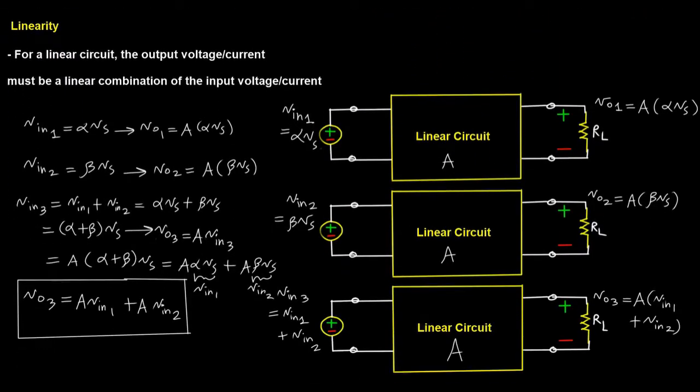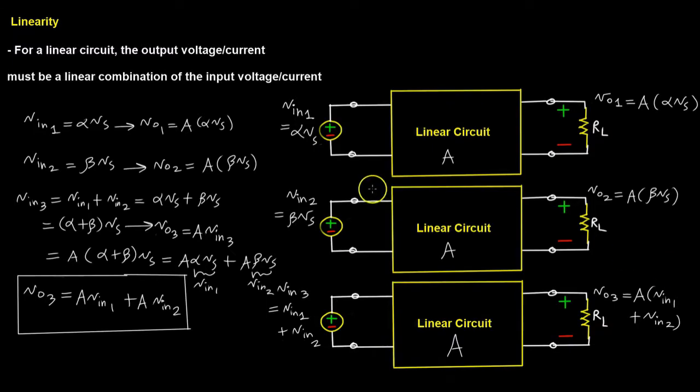So for a linear circuit, the output voltage or current must be a linear combination of the input voltage or current, or the input excitation. So if we consider some circuit that has some factor that's multiplied by the input, let's say gain or attenuation, depending on what the circuit is. Let's just call it the system factor, or system multiplier.